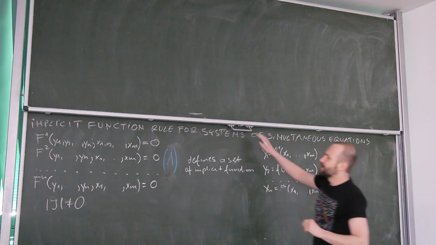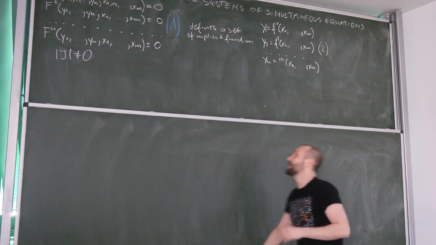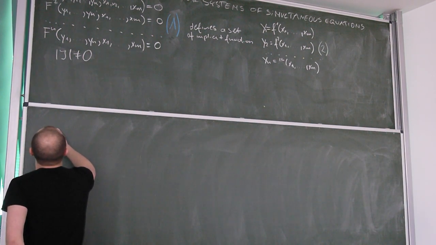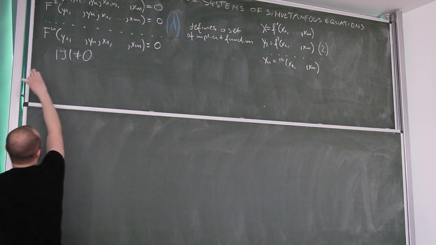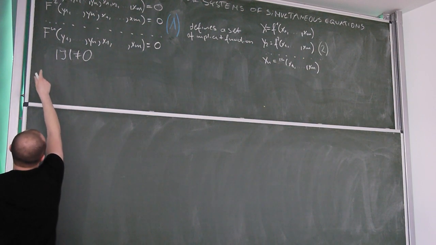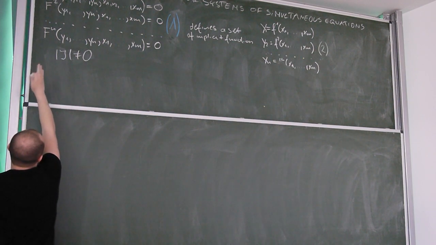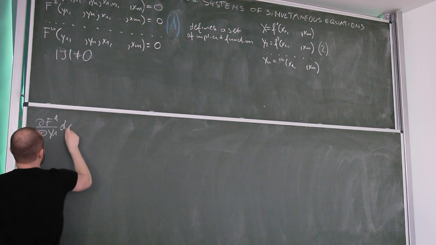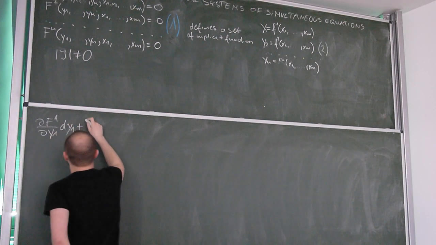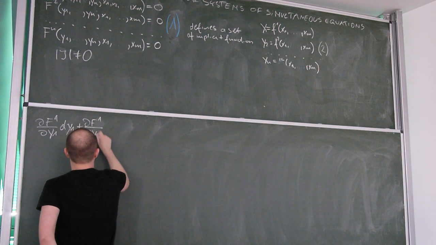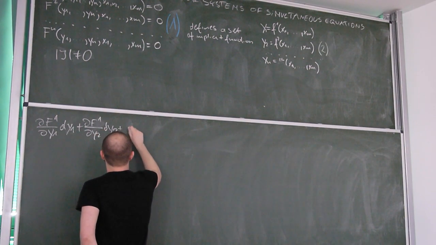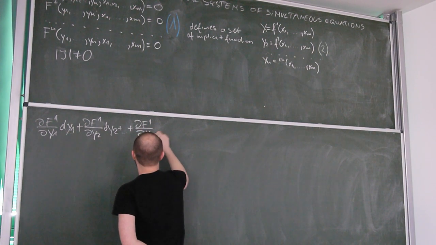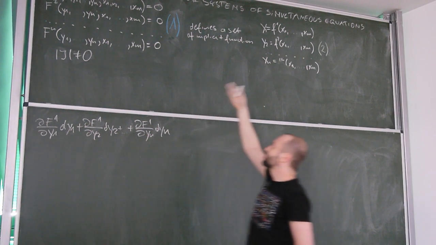So what we're going to do now is calculate differentials of both. Okay, let me start over here. The total differential of f1, to obtain it, we must differentiate f with respect to every variable. So we've got partial derivative f1 with respect to y1 times dy1 plus partial derivative f1 with respect to y2 dy2 plus, until partial derivative f1 with respect to yn dyn.